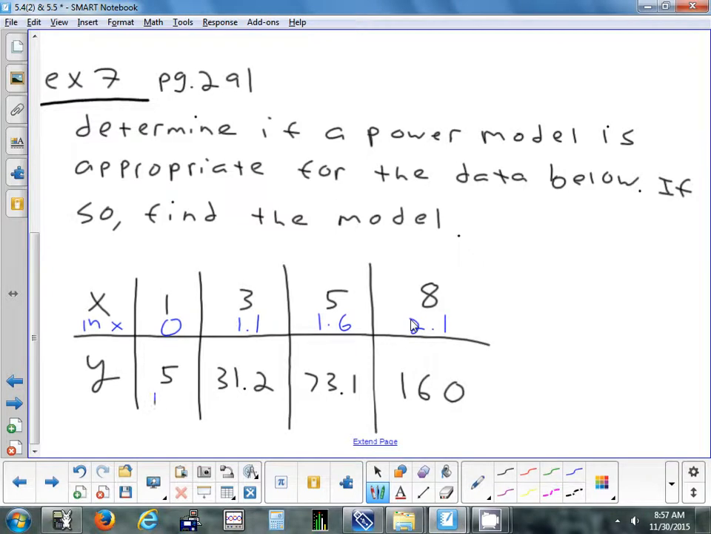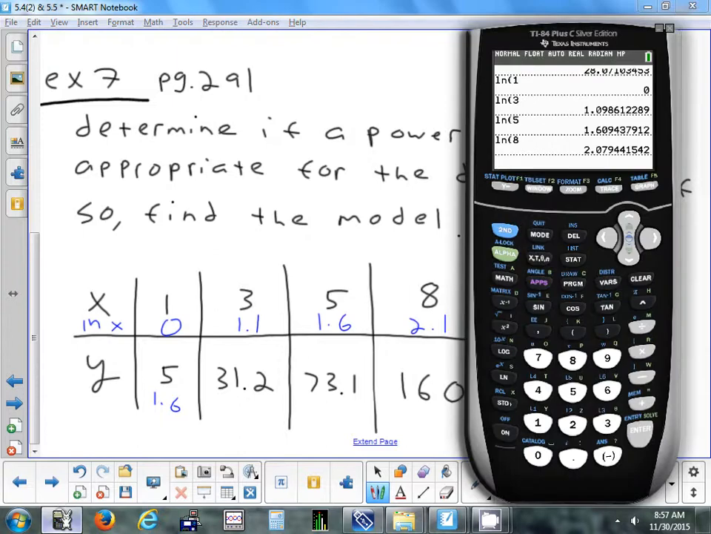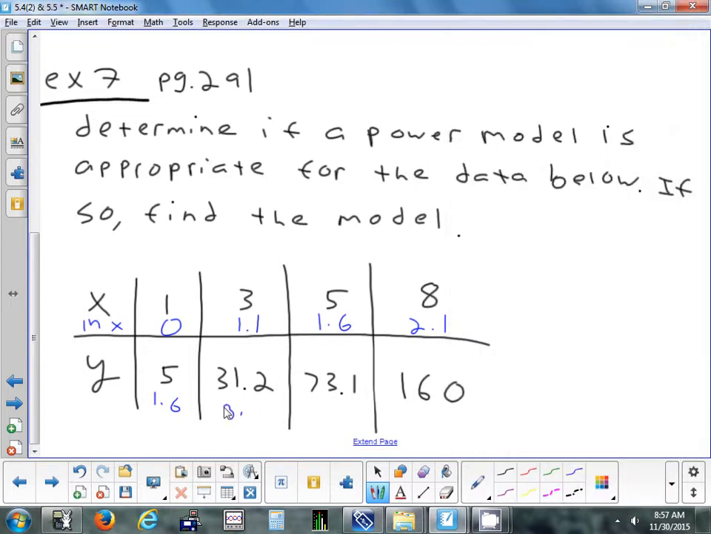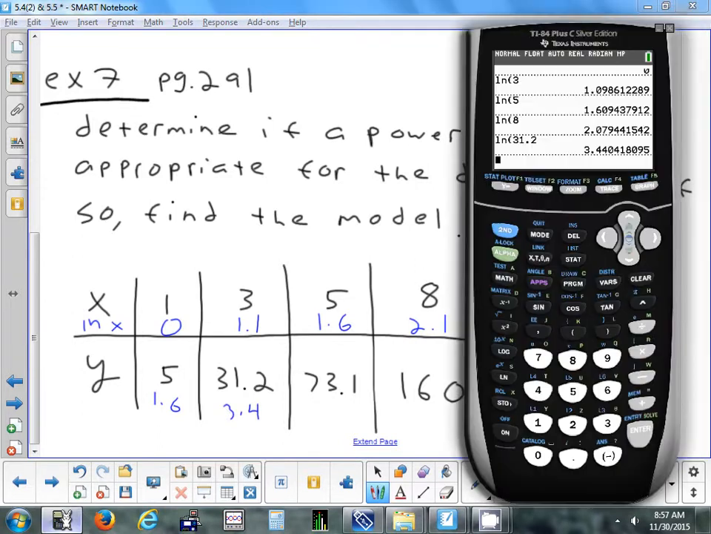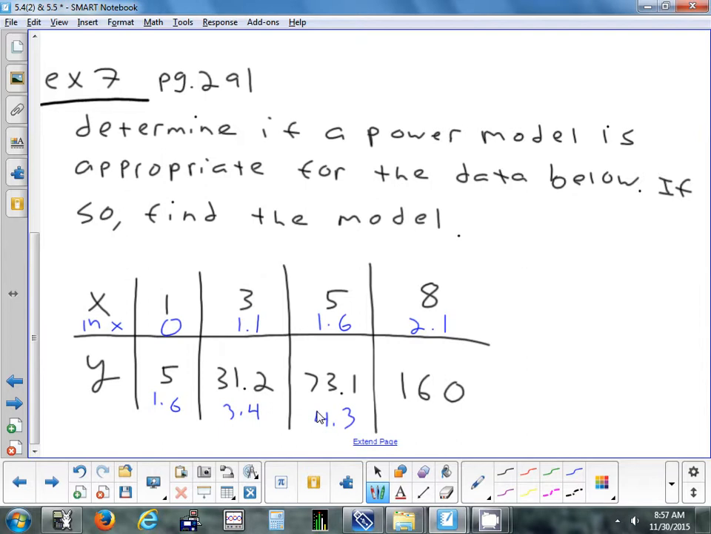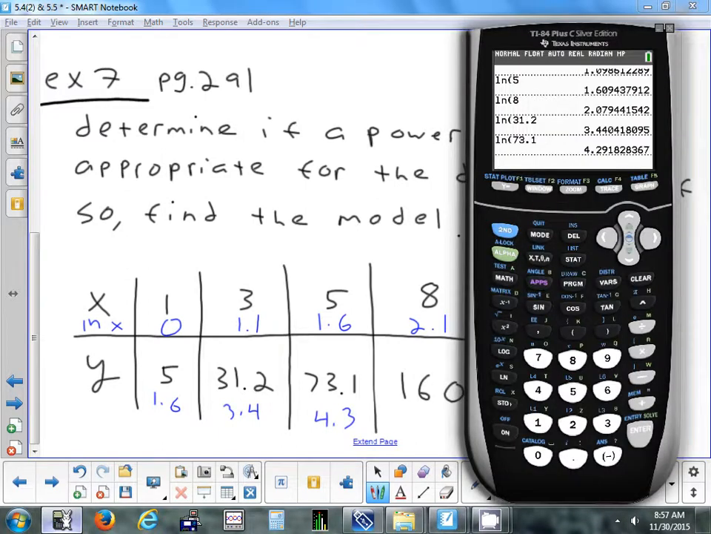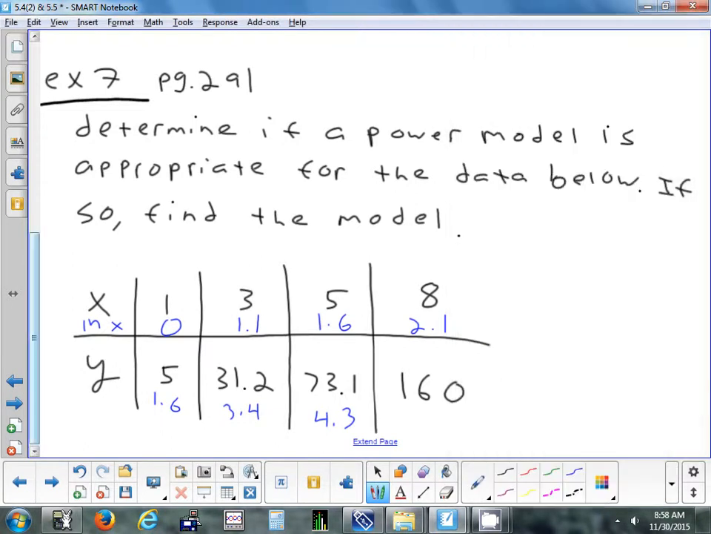ln of 5 I already have. ln of 31.2, 3.4. ln of 73.1, okay, we get about 4.3. And last one, ln of 160, okay, 5.1. Okay, so the only point to me doing that is now I'm going to graph what's in blue.